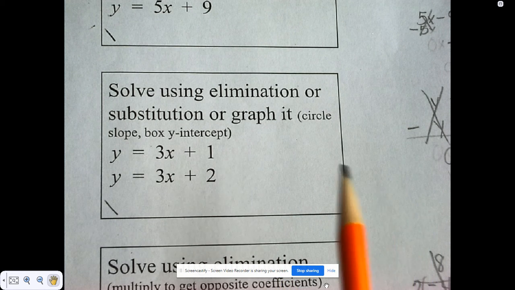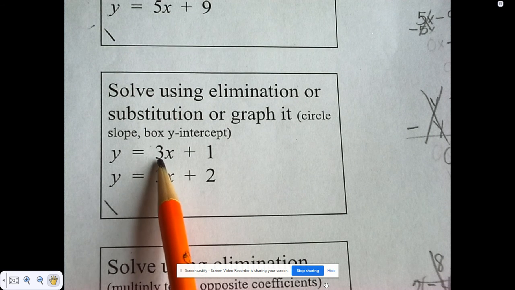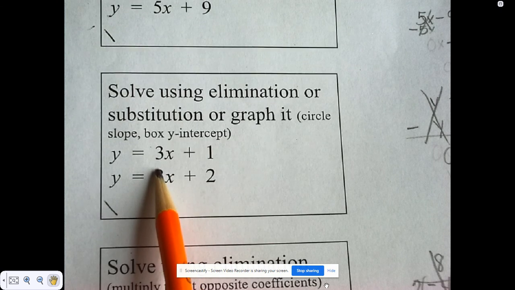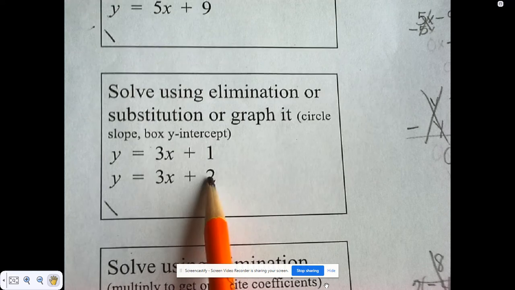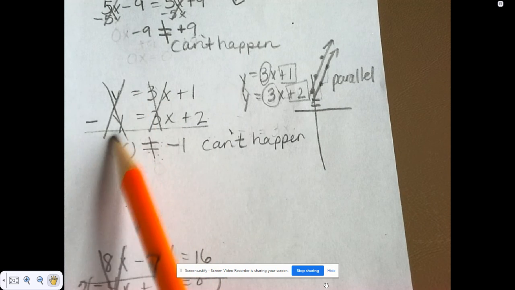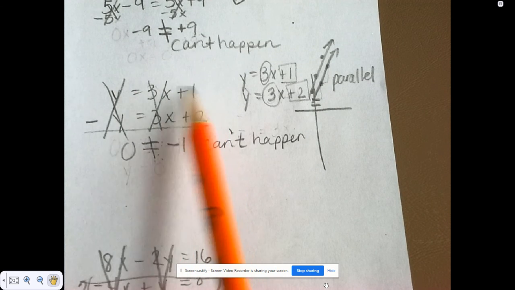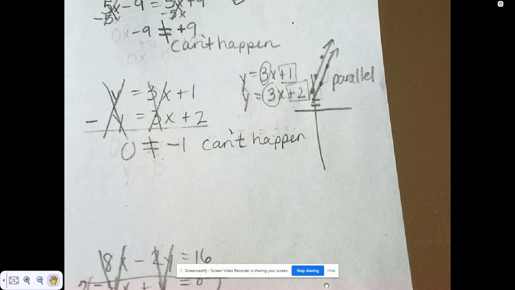All right, now that you've had some time to work through this, I kind of like the graphing. It looks pretty easy. I just look and I say, oh, the 3 and the 3, those are going to be going up at the same rate. They're starting at different points. That means they're parallel. If it's parallel, it's automatically no solution. Those of you that chose to eliminate, well, if I eliminate, there's 0 on this side, and 1 minus 2 is a negative 1. That can't happen, so then I end up with no solution.